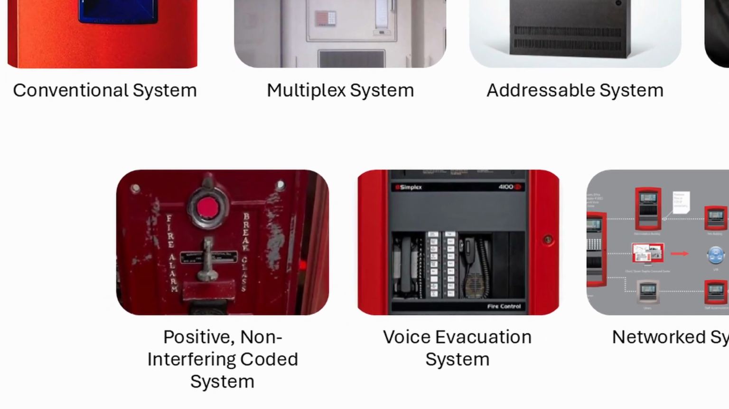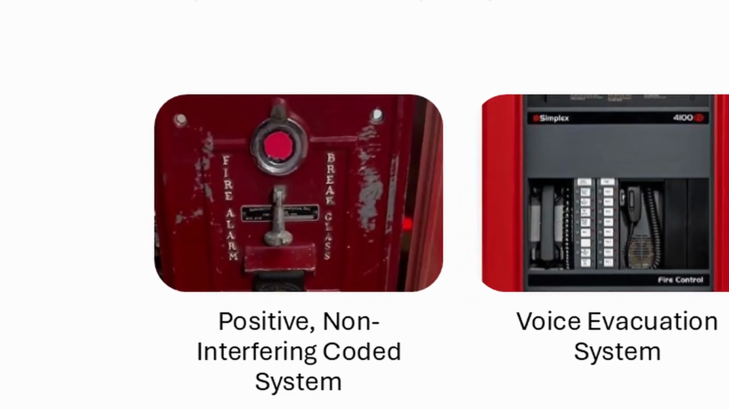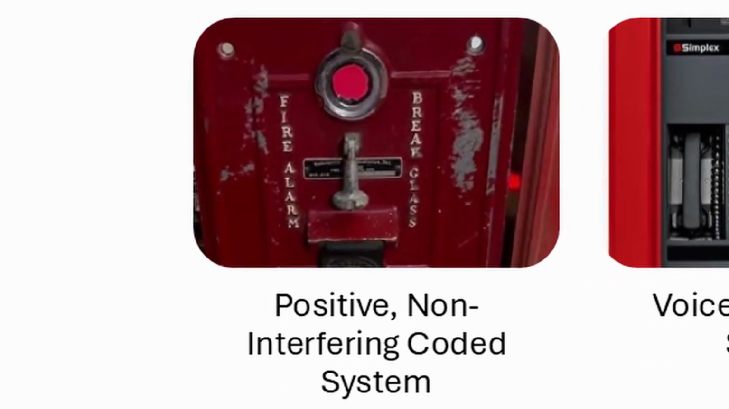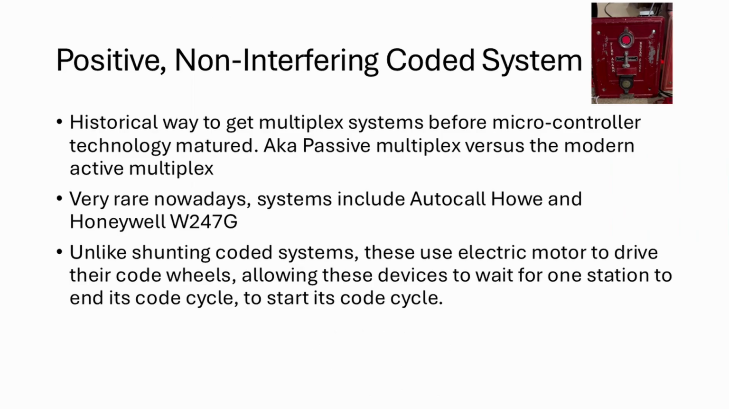And another example of a historical system is the positive non-interfering coded system. It is a historical way to get multiplex systems before microcontroller technology matured. These were called passive multiplex systems versus your modern active multiplex system. These are very rare nowadays. Systems include the article, I don't know how you pronounce it, and the Honeywell W247G.